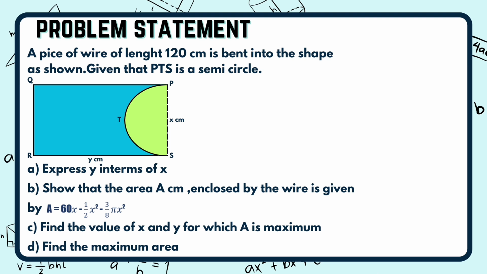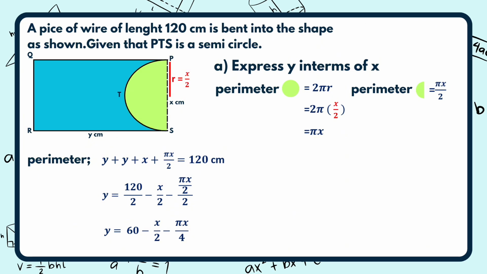Problem statement. A piece of wire of length 120 cm is bent into the shape as shown, given that PTS is a semicircle. A. Express y in terms of x. B. Show that the area A cm² enclosed by the wire is given by A equals 60x minus 1 over 2 x squared minus 3 over 8 pi x squared. C. Find the value of x and y for which A is maximum. D. Find the maximum area.